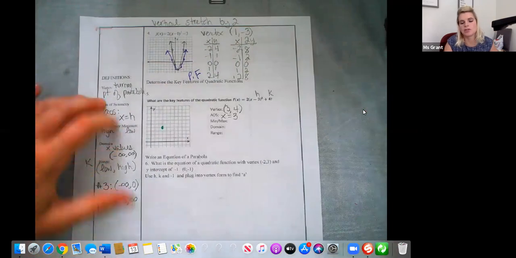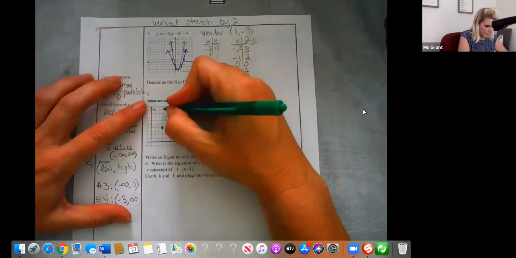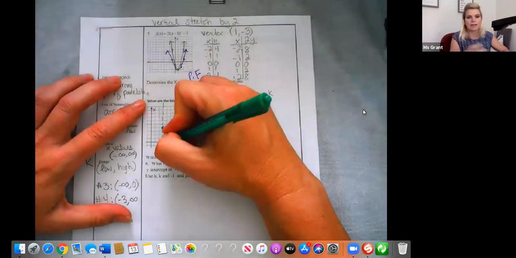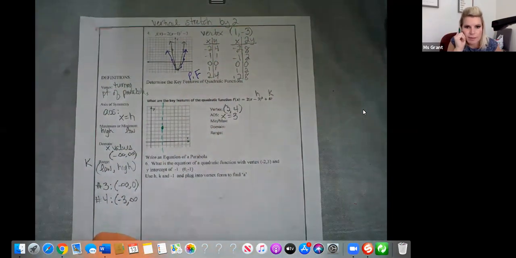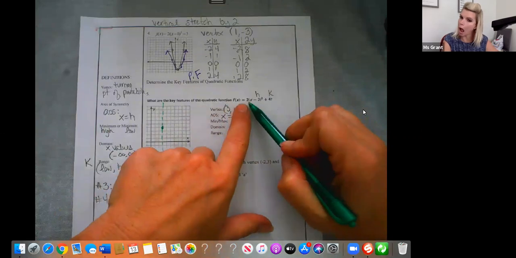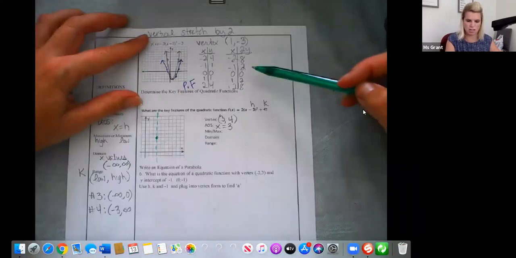My axis of symmetry is going to be X equals 3. That's this line right here. You always make it a dotted line. It's the line of symmetry. It's going to cut my parabola in half, right? My maximum and my minimum. Well, I need to graph it first. Oh, it has an A. A is 2. I just did one where A was 2.